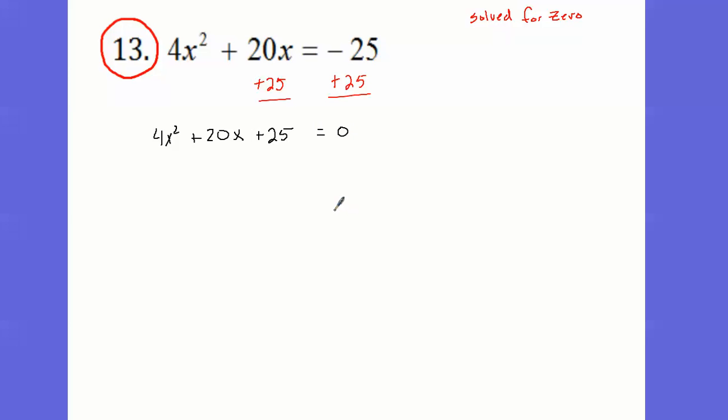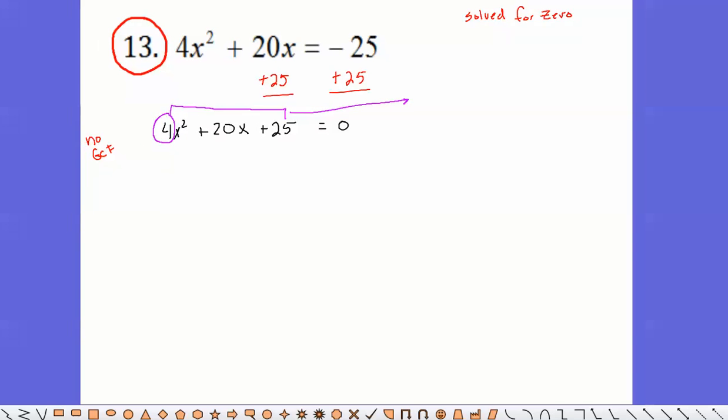Now what I need to do is check for a GCF. However, there is no GCF. So I will continue. I do notice that my a here is not equal to 1. So in this case, what I'm going to do is multiply it by the 25, and then I'm going to factor apart that product.